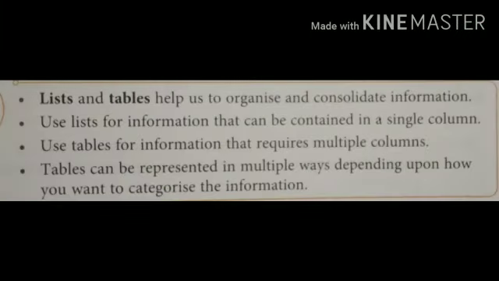Now some key points are here. First one is list and table help us to organize and consolidate information. Consolidate means to combine. Number 2, use list for information that can be contained in a single column. Number 3, use tables for information that requires multiple columns. Number 4, tables can be represented in multiple ways depending upon how you want to categorize the information.